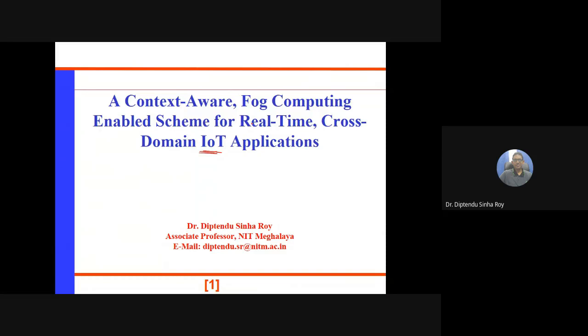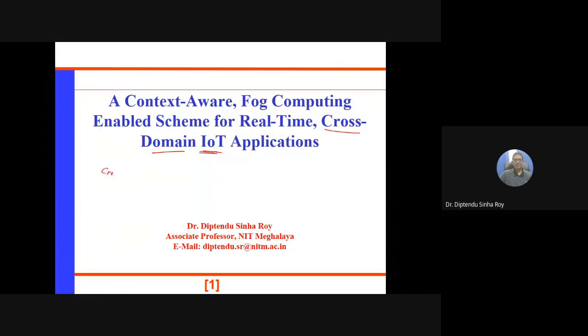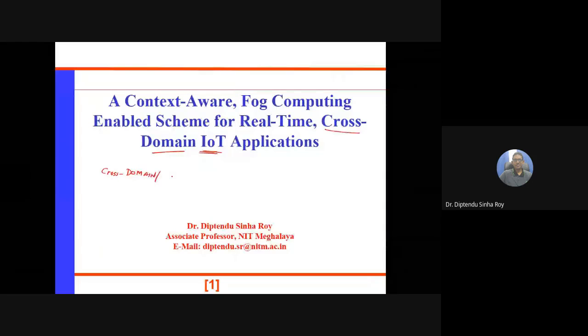Then we have used a very specific term called cross-domain IoT applications. Before we go into the modeling part, I will also try to define what we mean by this term. There are certain related terms that are used interchangeably many times. This is not a standard term, so you won't find it. We used it for our research work. Sometimes it is called cross-domain IoT applications, sometimes also called cross-vertical applications.